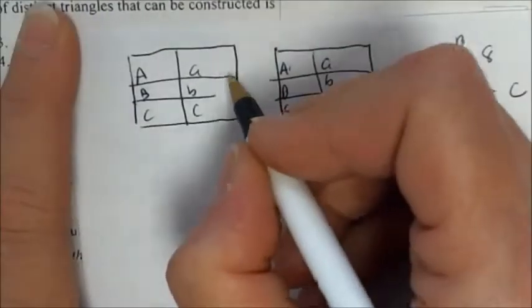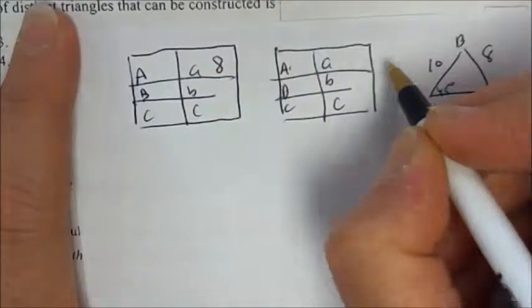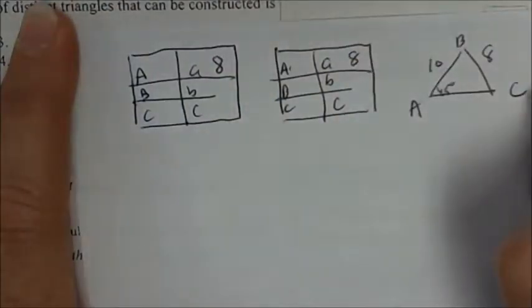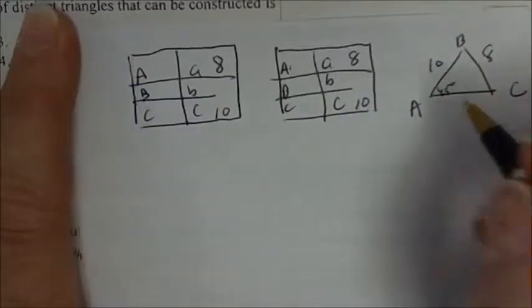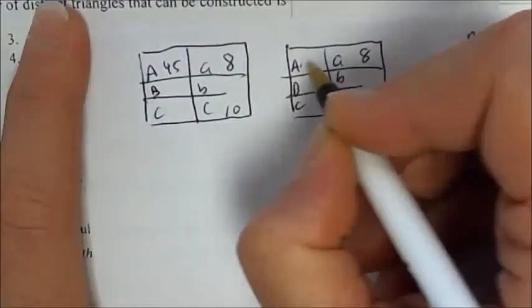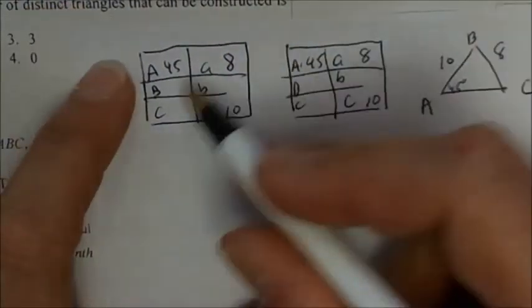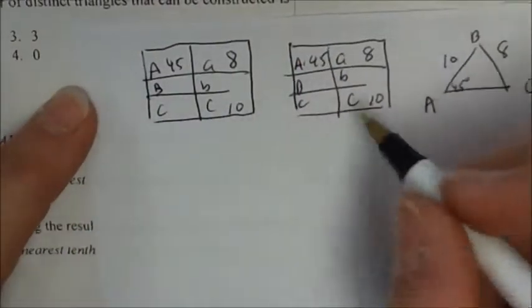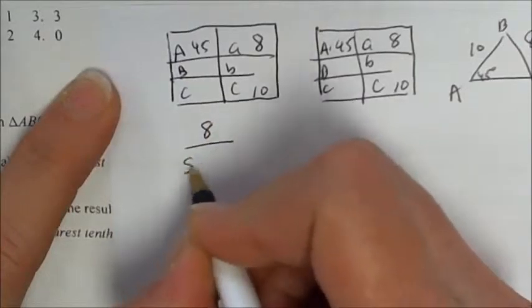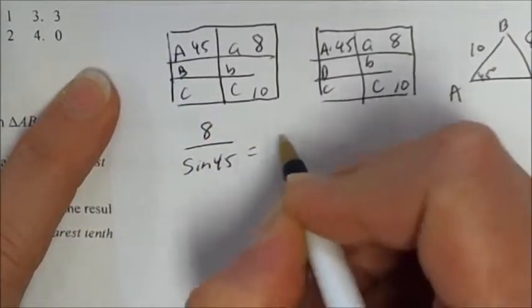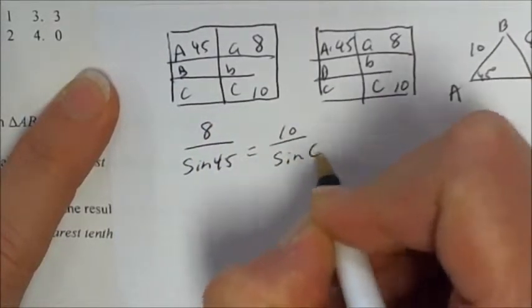So that means little a is 8. So we're going to put that in both charts. It means little c is 10. Put that in both charts. And big A is 45. And put that in both charts. And so because we have a full row completed, we're just going to use the law of sines. Law of sines says 8 over the sine of 45 degrees is equal to 10 over the sine of c.